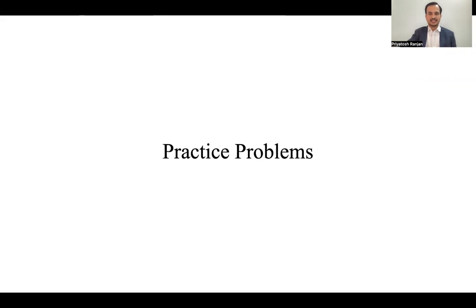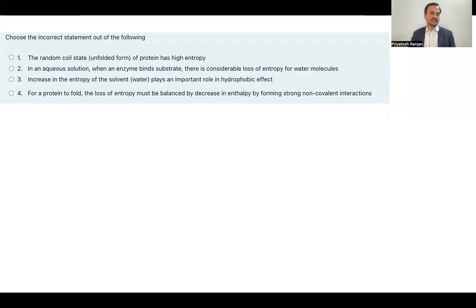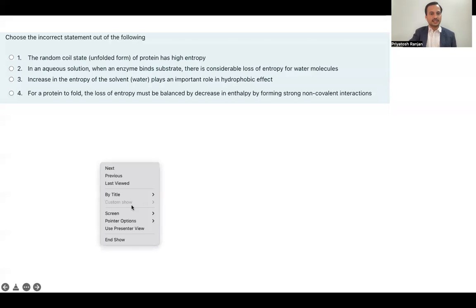So let's start. The first question is a multiple choice question where they have asked you to choose the incorrect statement out of the following. So you need to read the options very carefully. The first option is the random coil state, which is the unfolded form of the protein, has high entropy.